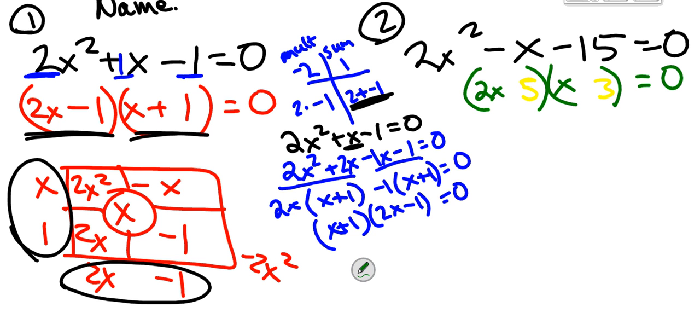And so I want it to be negative 1, so I want 5 to be positive, and the 6 one to be negative. If I FOIL that out in my head, I'll get 2x squared minus 6x plus 5x minus 15 equals 0.